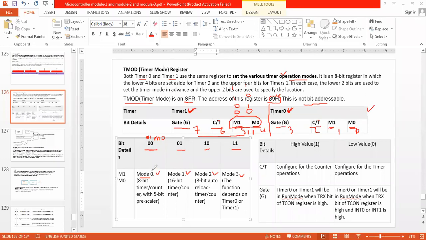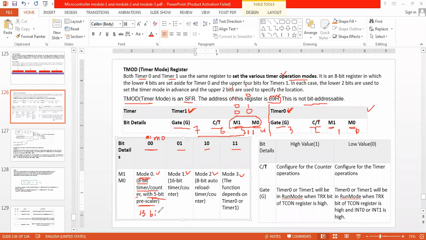In brief, let us see what mode 0 operation is. Mode 0 operation is 8-bit timer operation with a 5-bit prescaler. We will see it in depth later: what a prescaler is, and what an 8-bit counter or timer is. So basically it is an 8-bit timer with a 5-bit prescaler. Total how many bits? 8 plus 5, total it is a 13-bit timer.